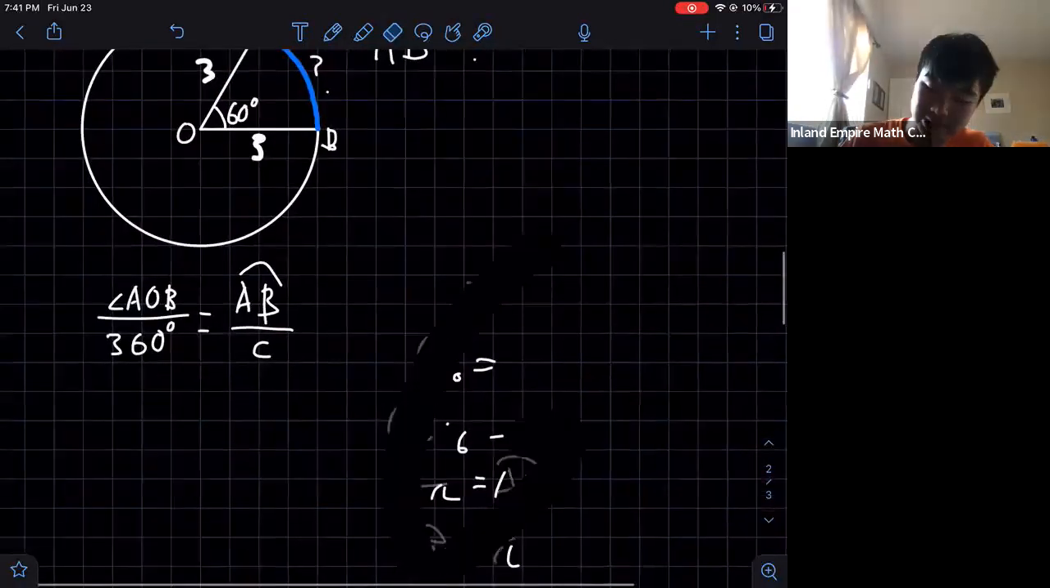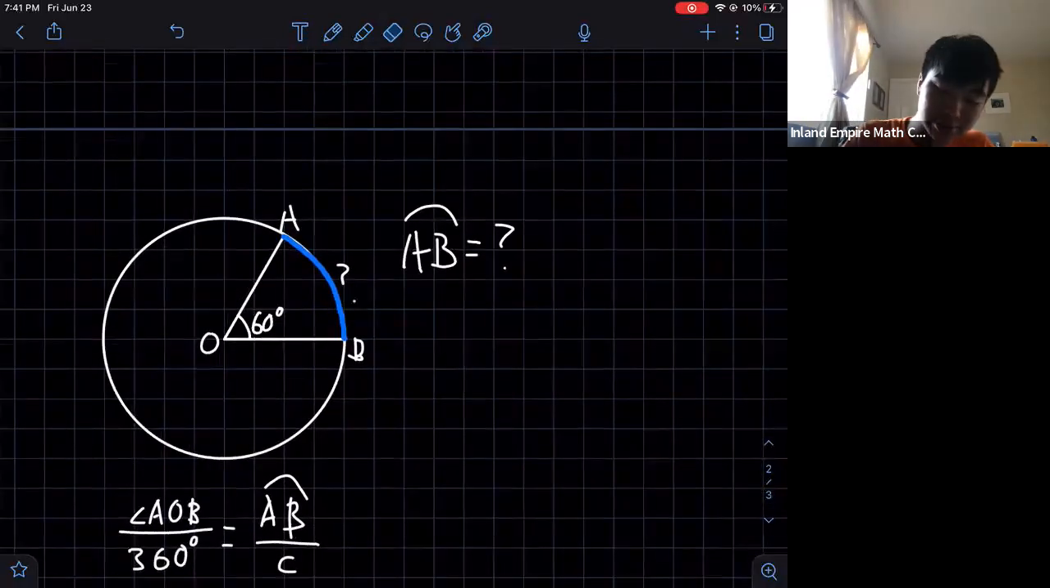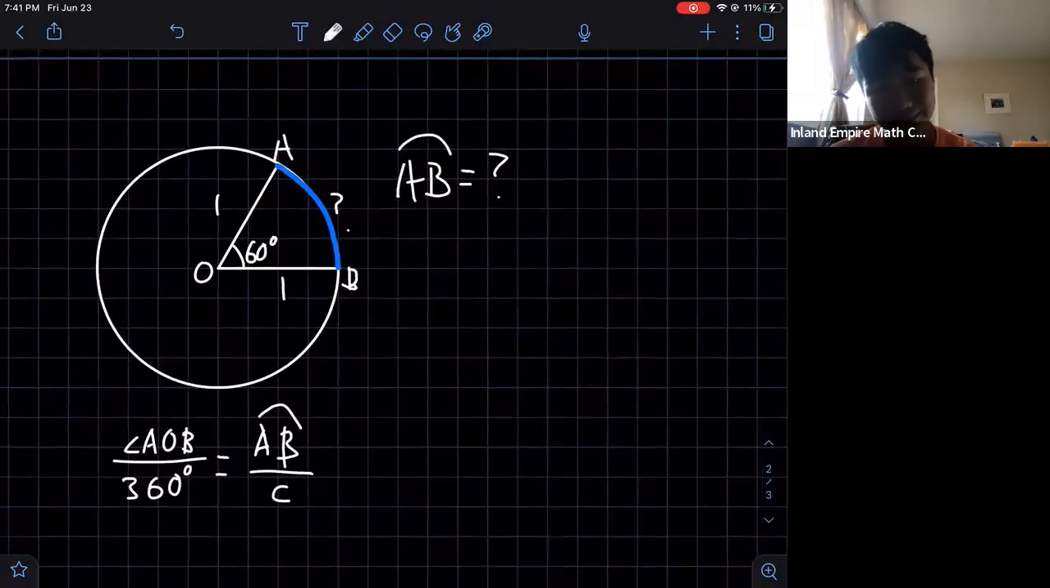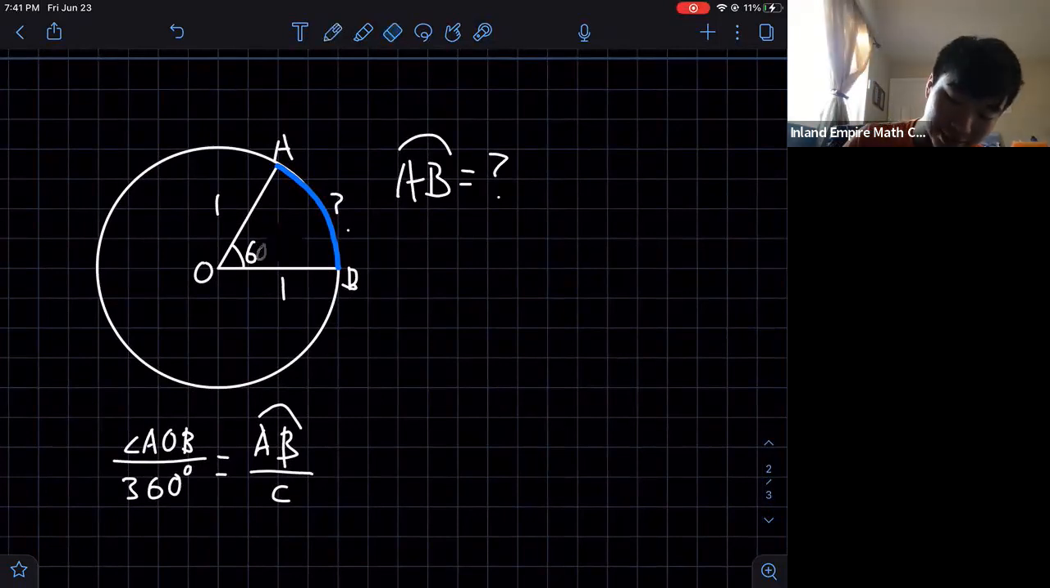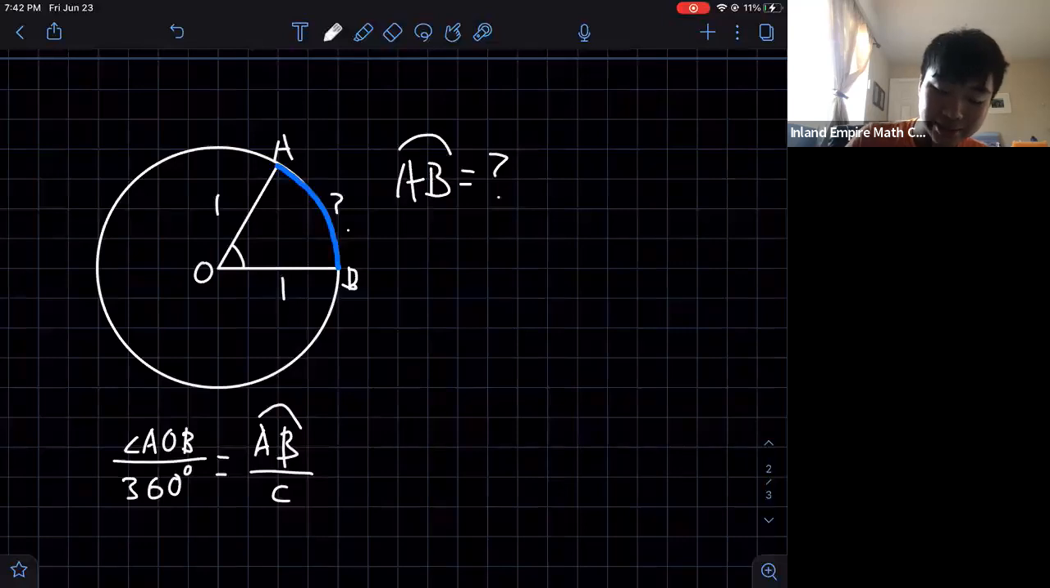So let's erase this. If we have a circle of radius 1, for example, then we can measure the angle in the center, this angle right here, AOB, in radians. And what is a radian? Well, basically what this means is that we can measure this angle based on the arc length itself.